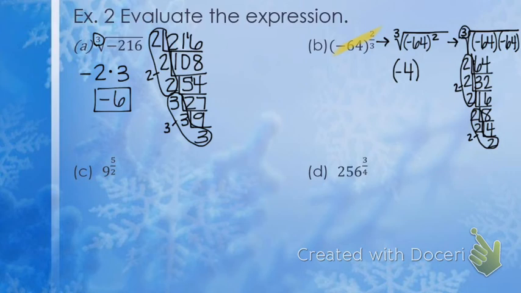I go back to the radical. How many negative 64s were under the radical? 2. So how many negative 4s have to come out? 2. So once I write 2 of them down, then I can do my math. What is negative 4 times negative 4? 16. That is your final answer.